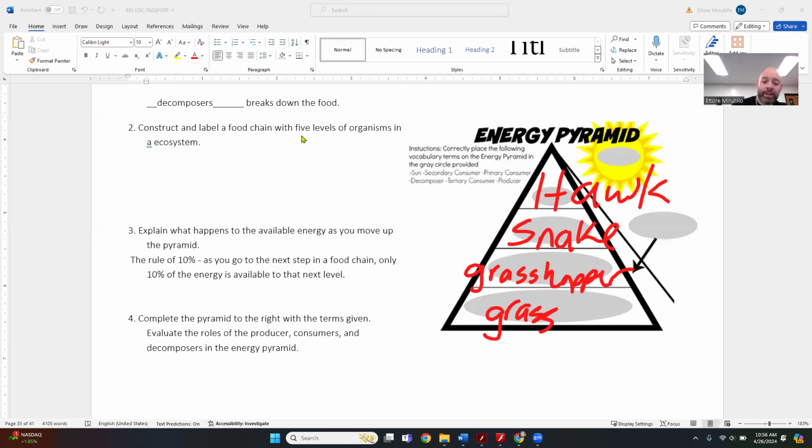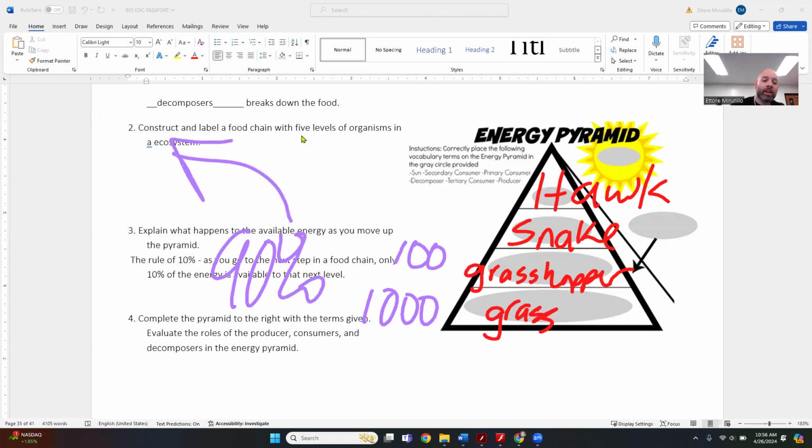If we had 1,000 units of energy in the grass, and that grass gets eaten by our grasshoppers, that actually means only 100 units of energy would have been available to these grasshoppers. The other 90% would have been lost as heat. So 10% of that energy made it up to the next level. And if the snakes ate the grasshoppers, there only would have been 10 total units of usable energy that they'd be able to get from there. The hawks would only be getting 1 as they continue to eat.